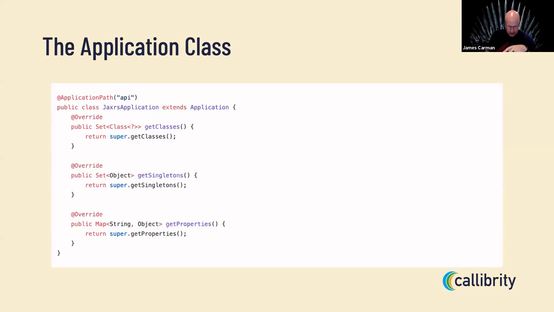So again, this is the application class. You'll notice whenever we exercise the API we're writing, you'll see /API. That's not magic built in. Every application has to look like that. It's just because of that annotation.